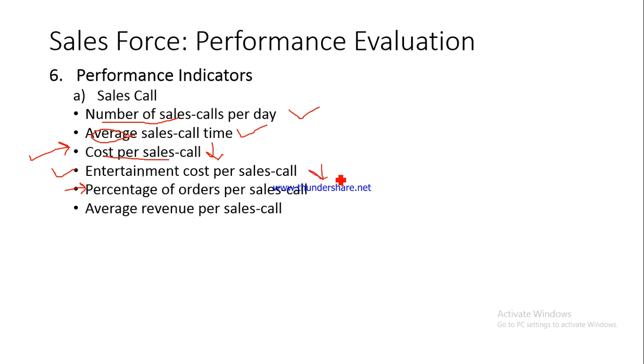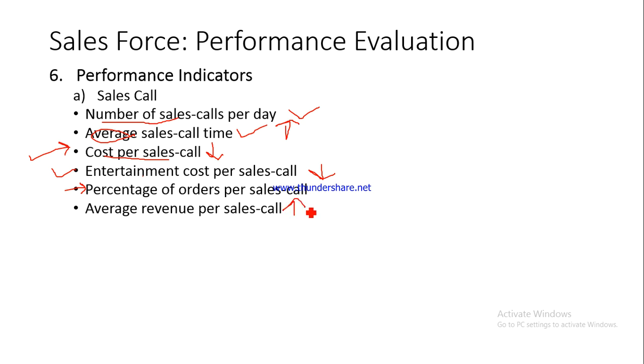Costs per sales call should be low. Average sales call time should be high, but not too high, which would mean he is spending a lot of time on one single customer. That is also not good. And number of sales calls per day, neither too high nor too low. Average revenue per sales call should be high.